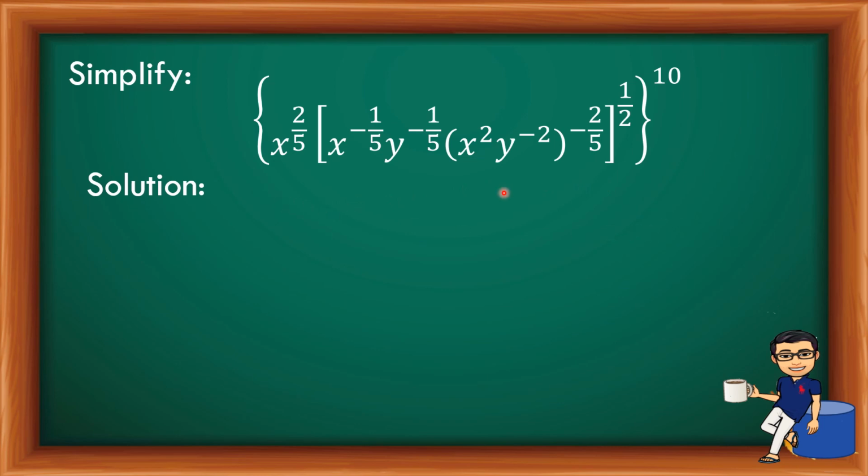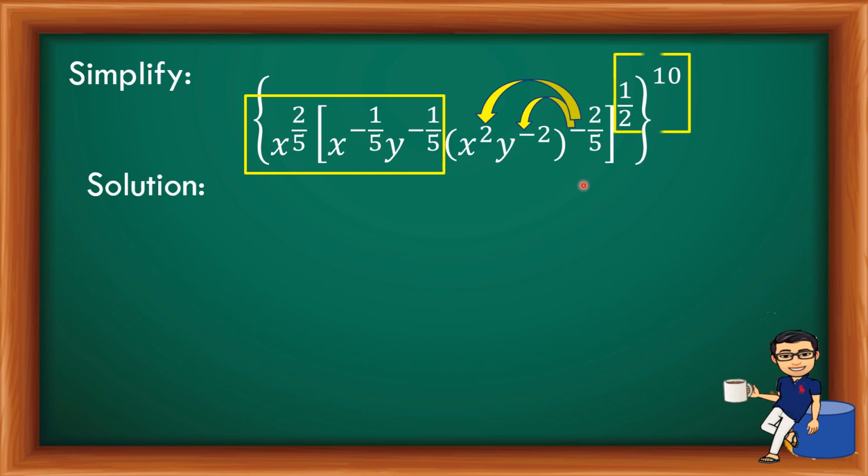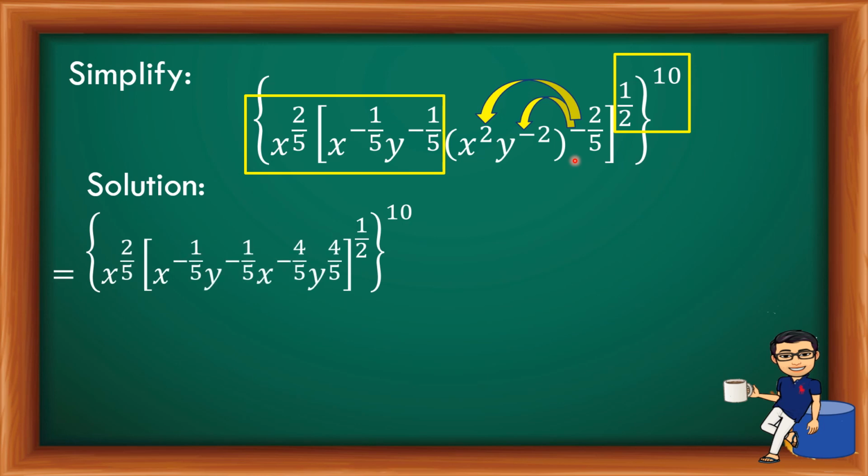That means those that are not part of the parentheses will be copied first, like this one. We will just copy that part of the expression, same as this 10. Then after that, we distribute inside the parentheses by applying the laws of exponent. So the 1/2 and the 10, we will also just copy. So let us see the result.